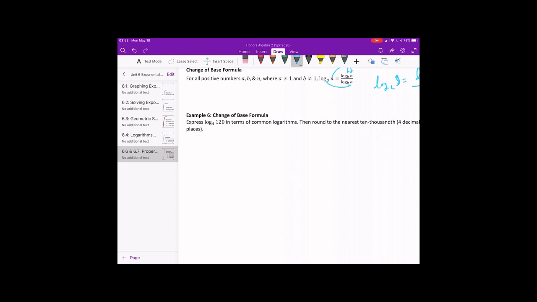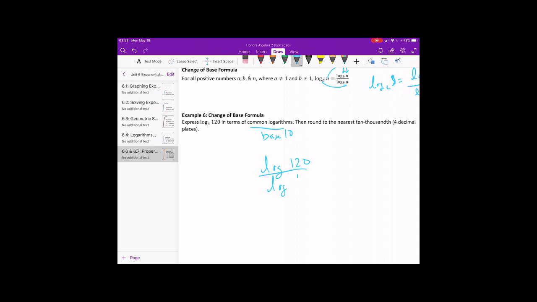All right, so express log base 4 of 120 in terms of common logs, and then round to the nearest 10,000th, which is 4 decimal places. And so again, we want the common log, remember, which is base what? Base 10. And so we're going to get log base 10 of 120 divided by log base 10 of 4. And we can go to our calculator at this point and calculate what these will be.